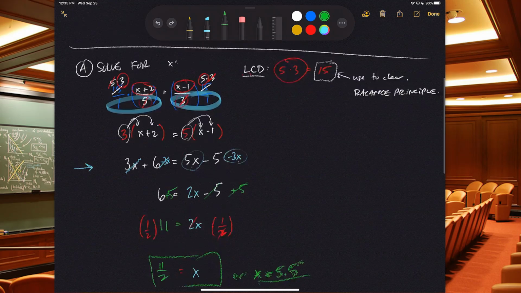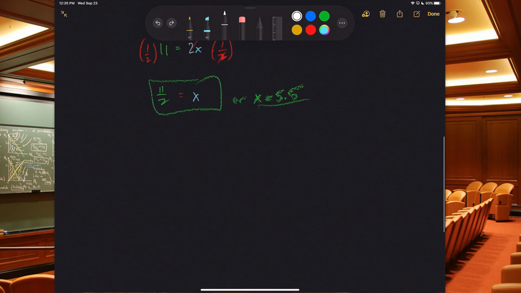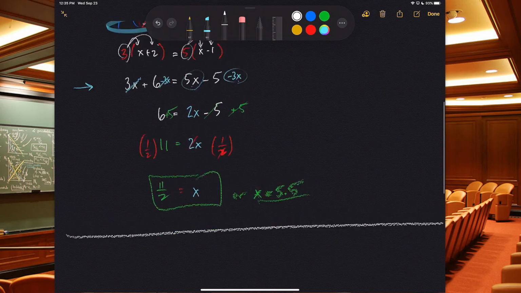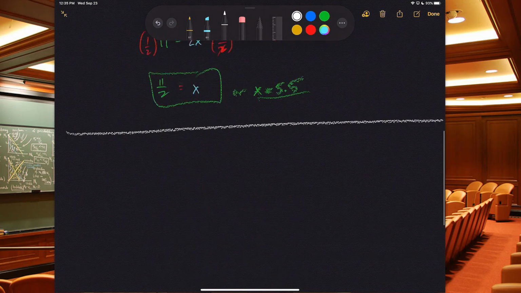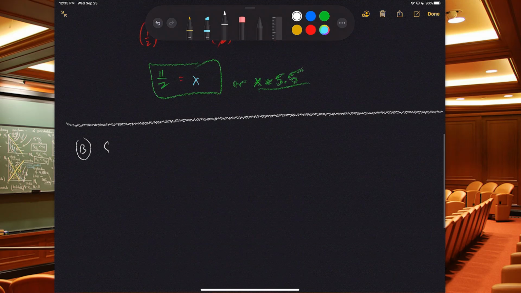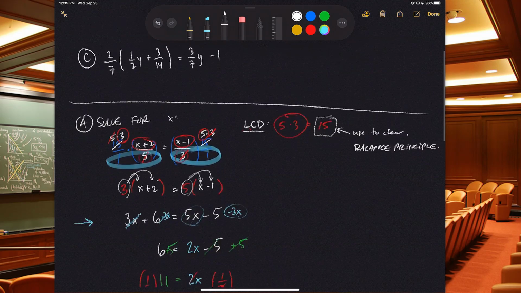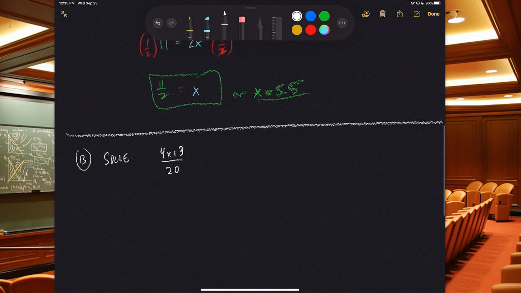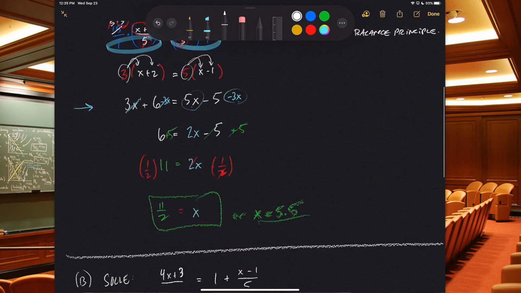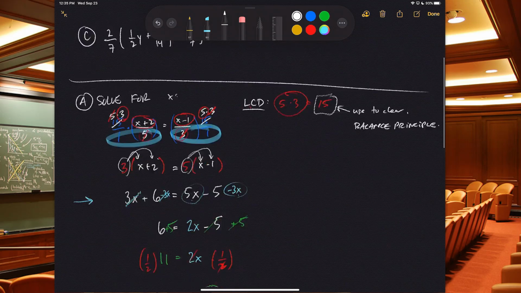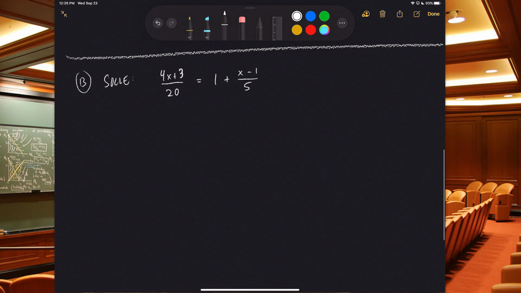Let's do part B. And again, make sure you're rewinding, going back through, listening to the rationale if you need to. So 4x plus 3 all over 20 equals 1 plus x minus 1 over 5. Is that right? Yes. Okay. Sorry for getting dizzy there. So, solve for x.